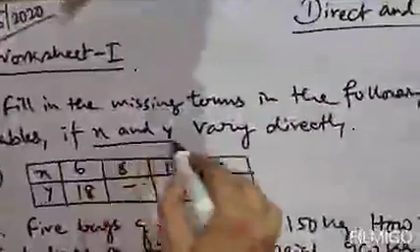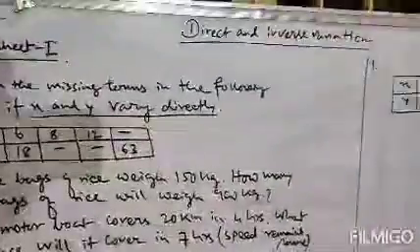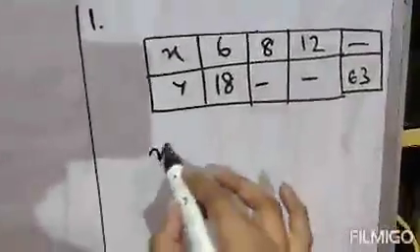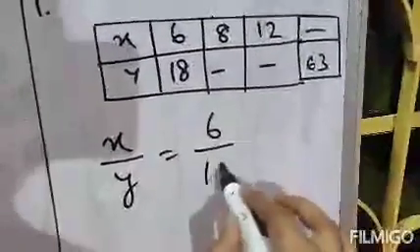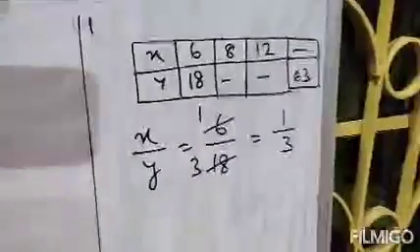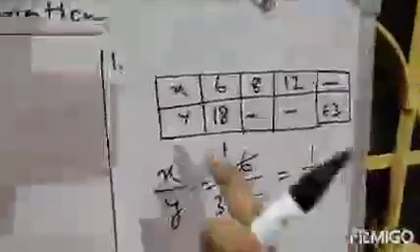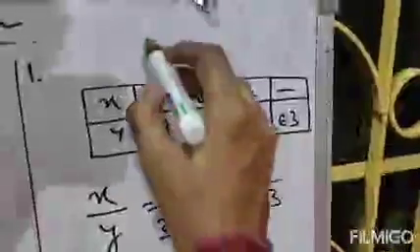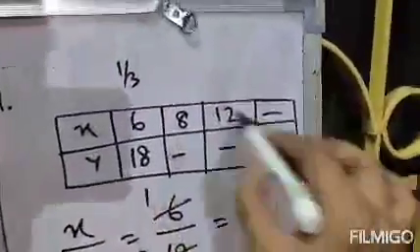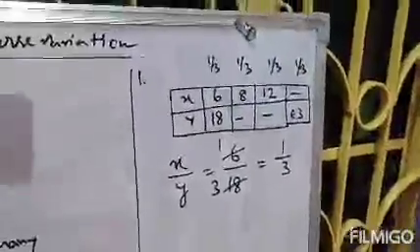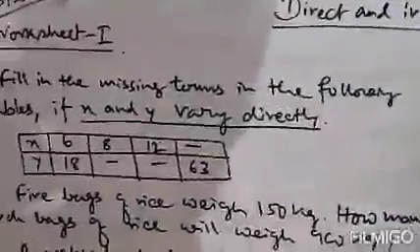Clear? Now as this is direct variation, because the question clearly mentions x and y vary directly, x by y will be constant according to the rule of direct variation. So we write x by y, that is 6 by 18. If you reduce, it will be 1 by 3. As it is a direct variation, x by y will remain constant, so in all these cases the value of x by y will be 1 by 3. Clear? The question clearly says x and y vary directly.